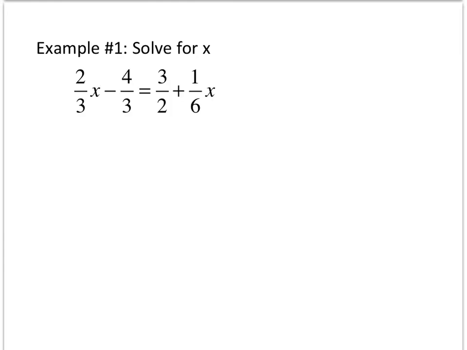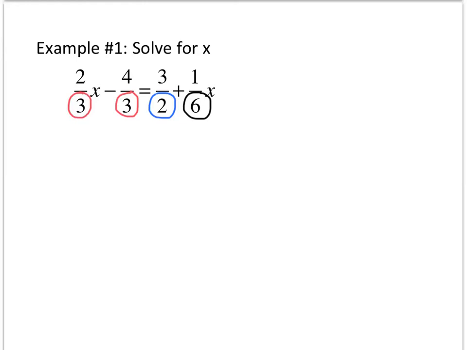So in our first example, we're asked to solve for x, and I see that I have 4 different fractions, and I have 3 different denominators. So first I can see that I have this denominator of 3. I have a second denominator of 2, and then I even have this third denominator of 6. And our goal is, well, wouldn't it be nice if we could get rid of all of these different fractions and just have integers? So what I'm going to do is look at 3, 2, and 6, and I want to look for the least common multiple.